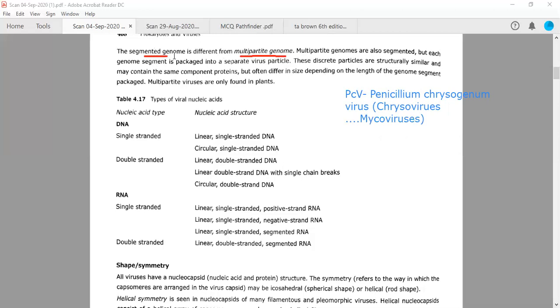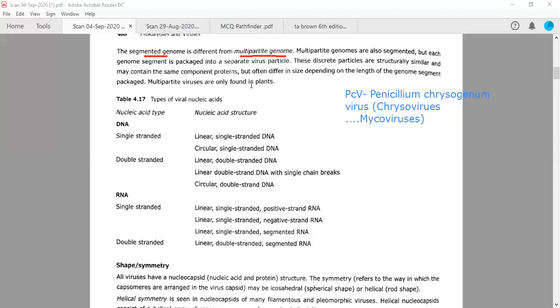This is the difference between a segmented genome virus and a multipartite genome virus. Multipartite viruses are also called polypartite genome viruses. These discrete particles are structurally similar and may contain the same component protein, but because they have different segments, the size of their genome can vary from one viral particle to another of the same type. Their capsid components are similar, but the size of their genome often differs depending upon the length of the genome segment packaged into a viral particle. So multipartite genome viruses, for example Penicillium chrysogenum virus or the mycoviruses, differ depending upon their genome size, because the capsid proteins are very similar to each other.